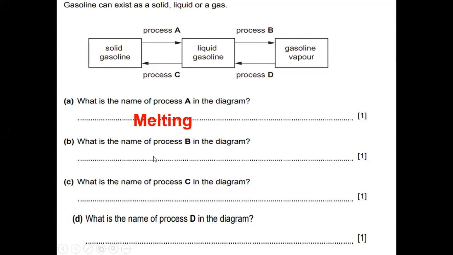This is called the melting process. After that, what is the name of process B? From liquid gasoline into gasoline vapor, from liquid into vapor, this is called evaporation.